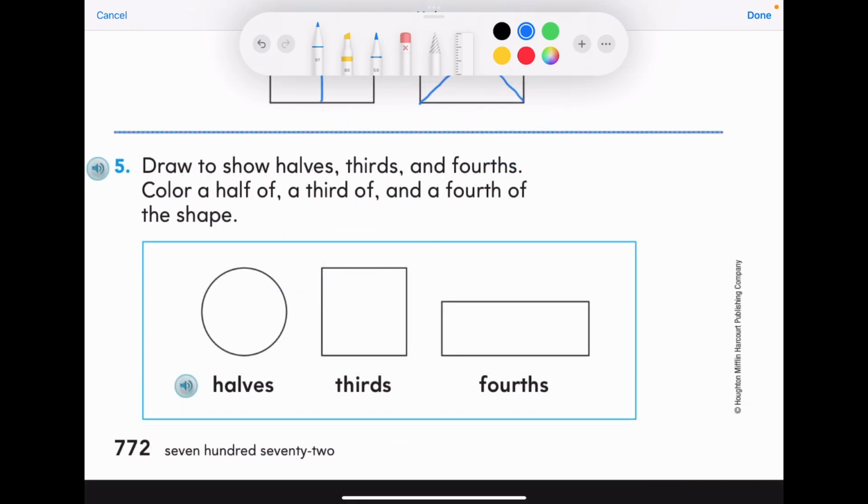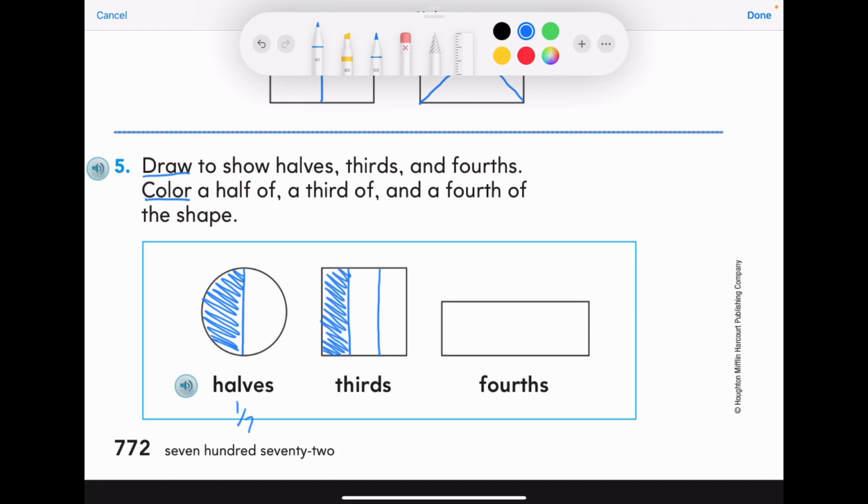Question 5 says, draw to show halves, thirds, and fourths. Color a half of, a third of, and a fourth of the shape. Alright, so there's 2 steps here. We have to draw and then we have to color. So we are going to draw the half, and then we have to color a half of this shape. Just like that. And same thing with the thirds. We're going to draw our lines to make it into thirds, and we're going to color a third of this shape.